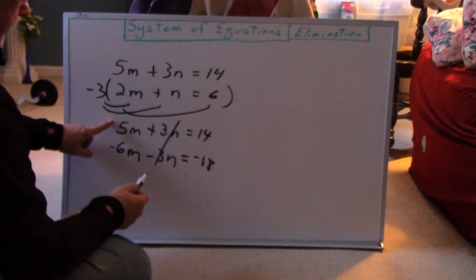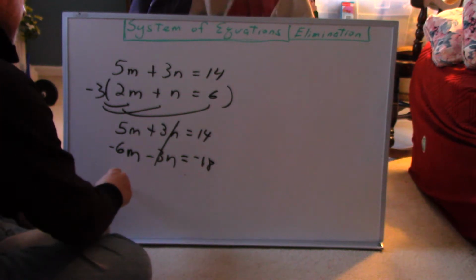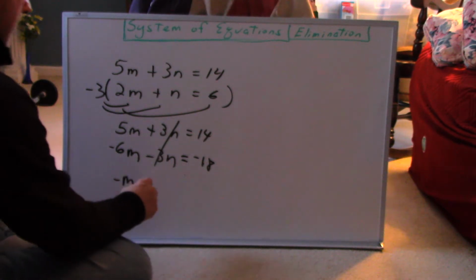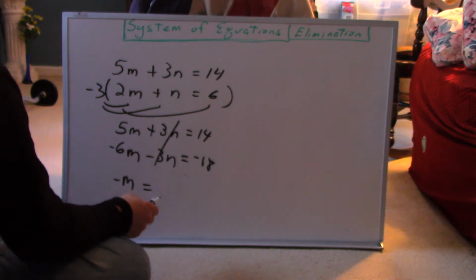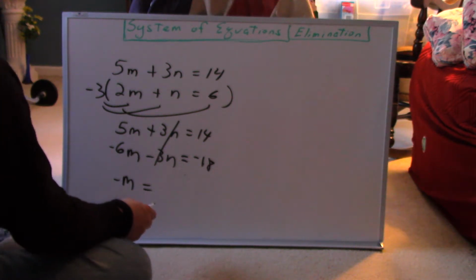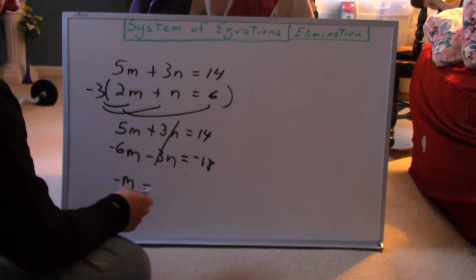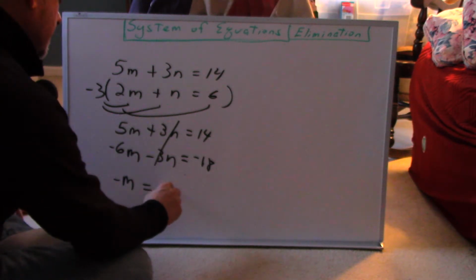Eliminate. 5 and negative 6 is negative m, which is really negative 1m. I'm going to do a video on positive and negative numbers for the younger kids. I have not had a chance. I have to do that soon. Negative 18 and 14 is negative 4.